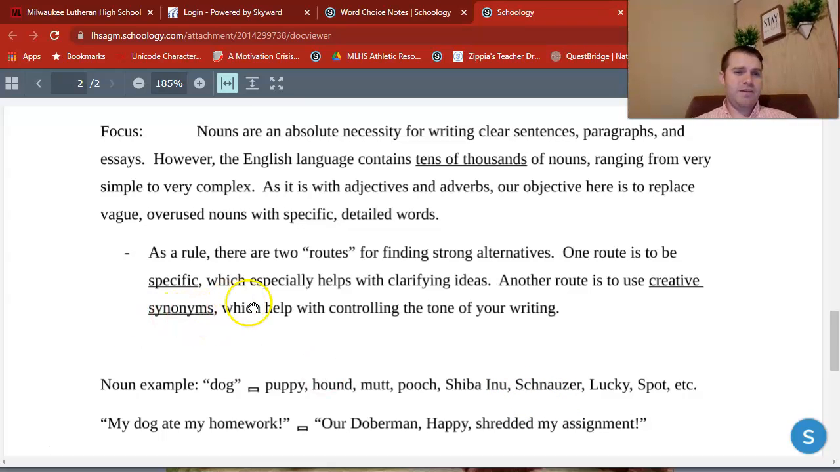Another way to be specific, give the dog a name, right? My dog Lucky ate my homework. Spot ate my homework yesterday. By giving that a name, that only makes your sentence stronger by being more specific.